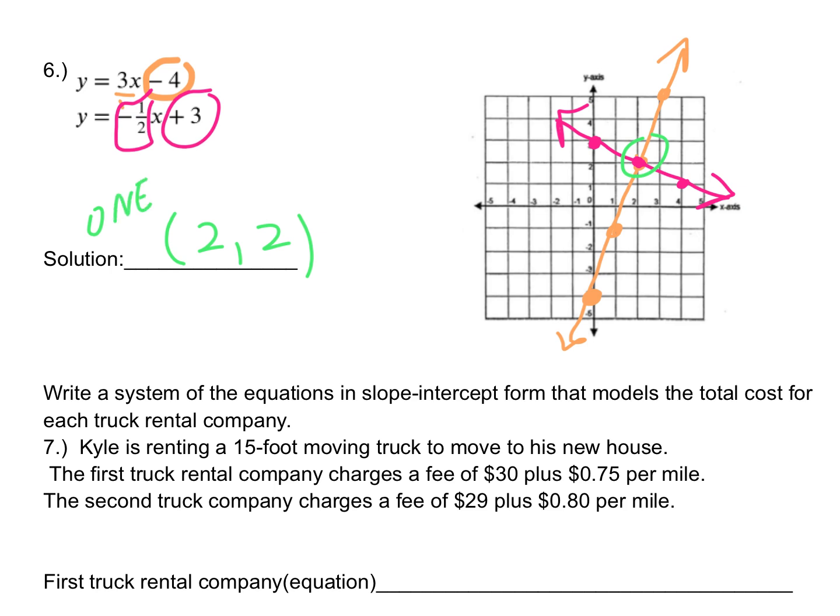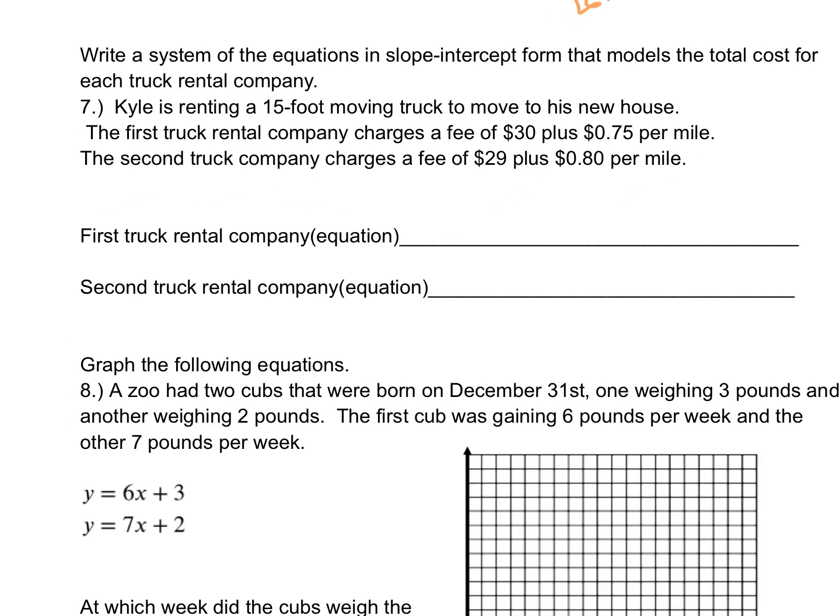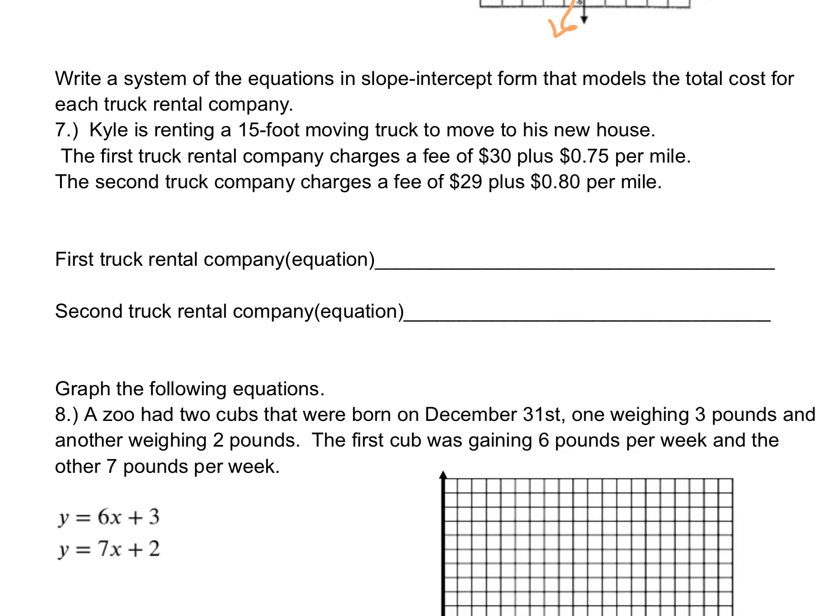Okay, let's move on to the word problems. And remember, we're going to use y equals mx plus b. That helps us write our equations. So Kyle is renting a 15-foot moving truck to move to his new house. The first truck rental company charges a fee of $30 plus 75 cents per mile. Keyword being per. Okay, so that's the first company.